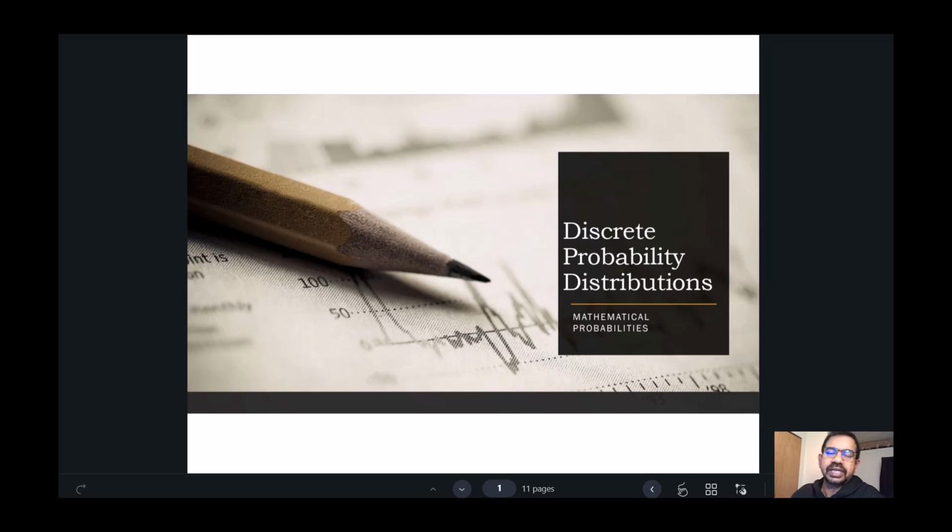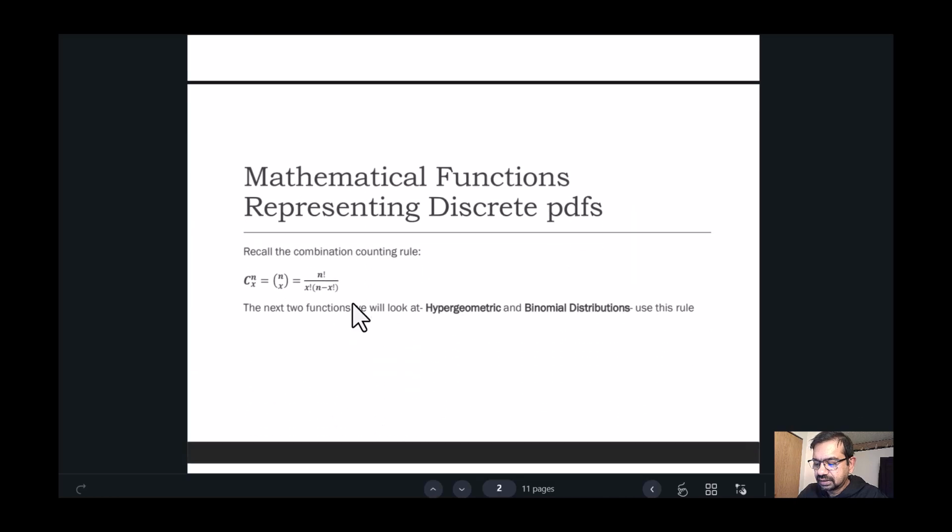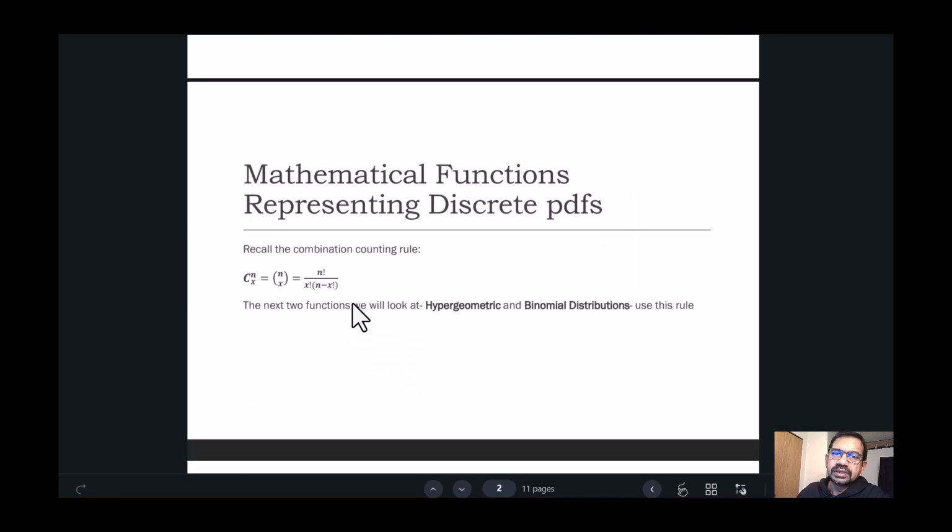Let's now look at a couple of discrete probability distributions that come from a mathematical formula. The first we'll look at are binomial and hypergeometric, but both of them make use of this idea of the counting rule that we discussed earlier, that of combination.